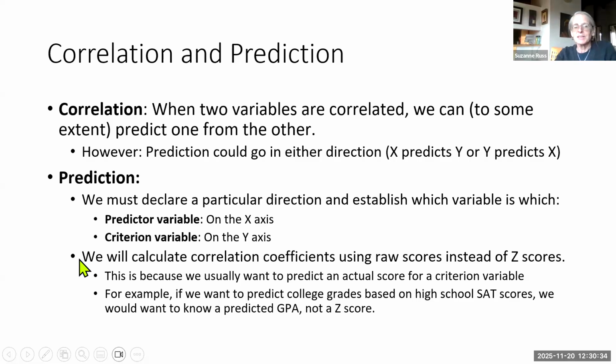And then if we're using prediction, we're going to calculate the coefficients using raw scores instead of z-scores. And the reason for that is when we use z-scores, remember z-scores are standardized, and we'll talk more about that. But if I'm a college administrator and I want to predict someone's GPA, I want to know what their GPA is going to be, not what their z-score is going to be. And so it makes it more meaningful if we use raw scores for the person who's using the prediction.